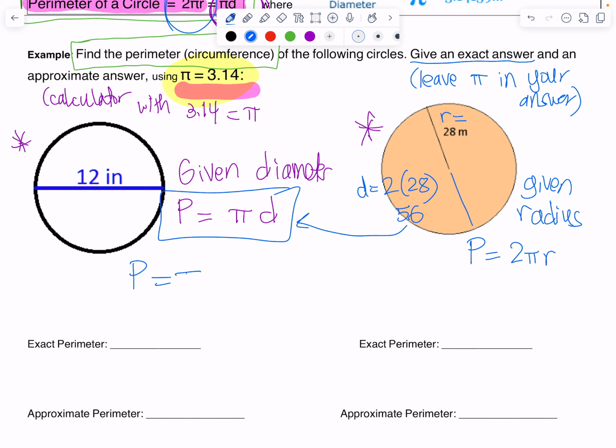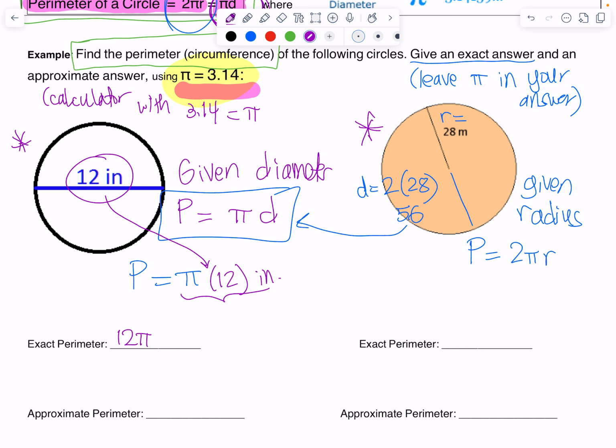perimeter is pi multiplied by the diameter. But here the diameter is 12, so I'm going to put that here, 12, and it should be in inches. And that's really it. The exact answer is nice because that's all you got. It's 12 times pi. And usually, if you have pi multiplied by something, we try to put pi on the right side and the number on the left side.